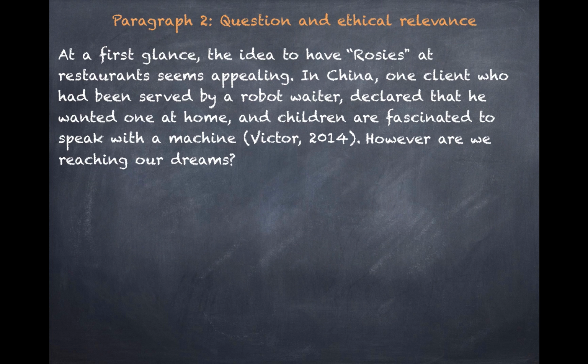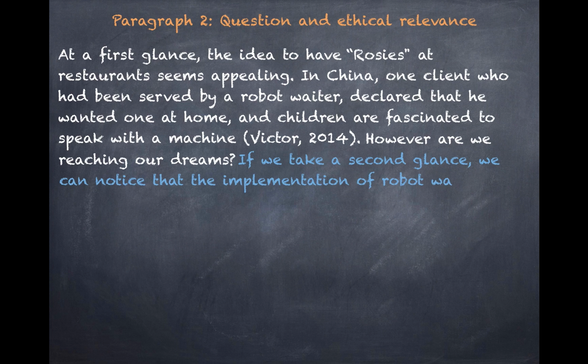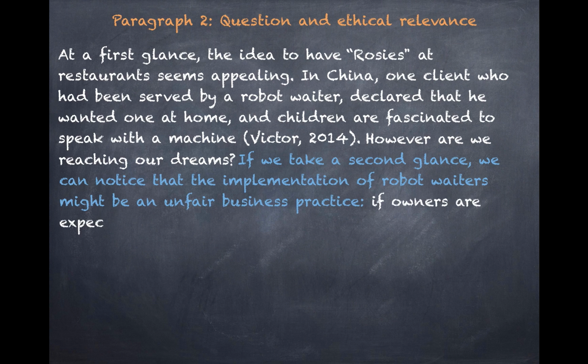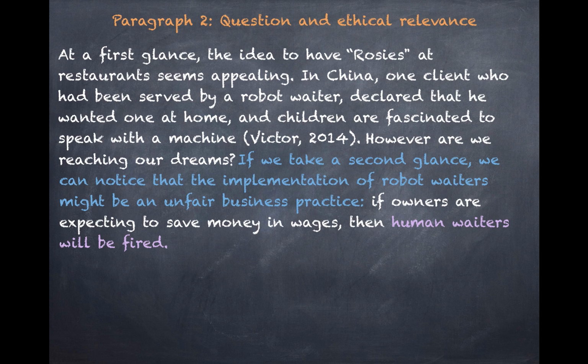Thus, the next sentence actually enunciates our question, which is in blue, and starts developing the ethical relevance, which is in purple. If we take a second glance, we can notice that the implementation of robot waiters might be an unfair business practice. If owners are expecting to save money in wages, then human waiters will be fired.